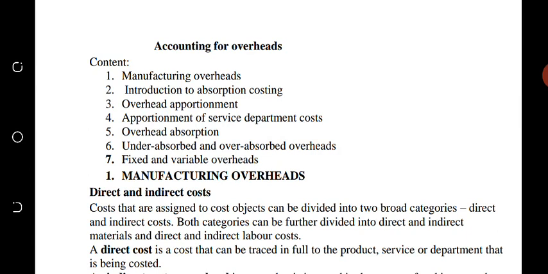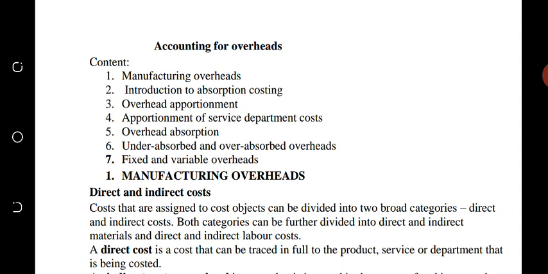When we say overheads, they are normally expenses. We have two types of overhead: you can have a production overhead and a non-production overhead. So these are the topics we'll be looking at in this session.